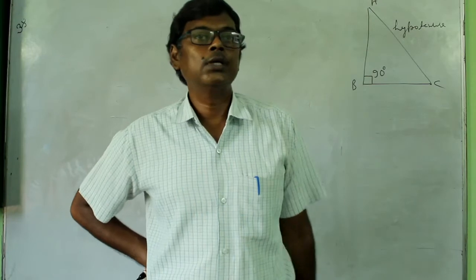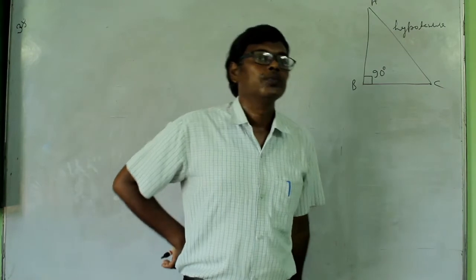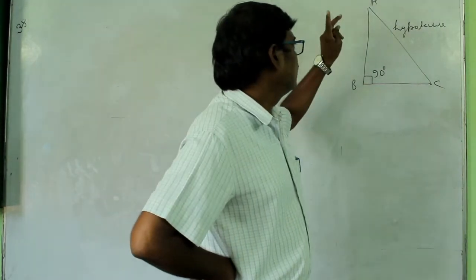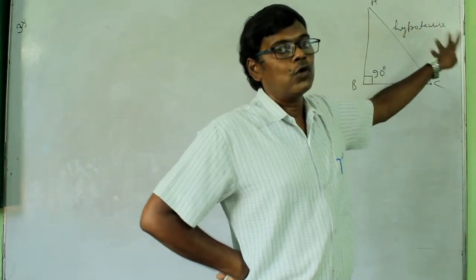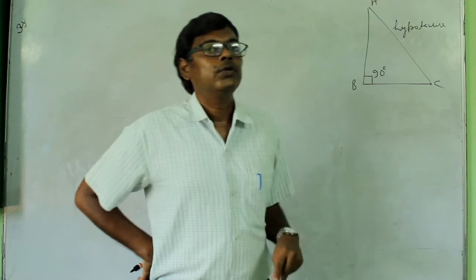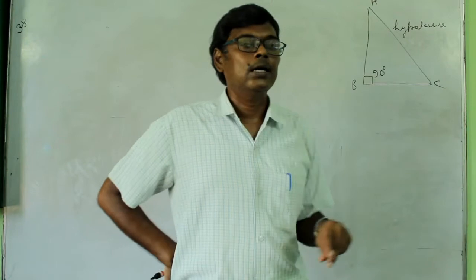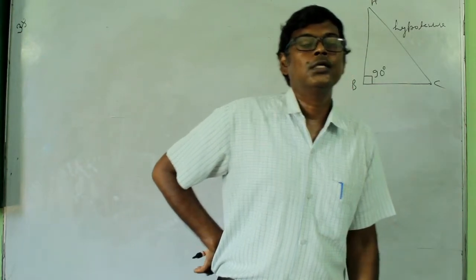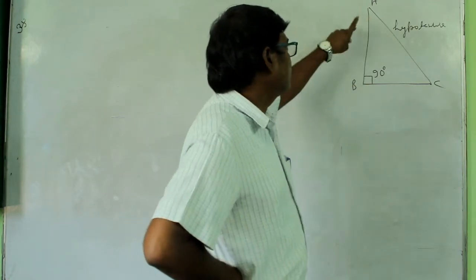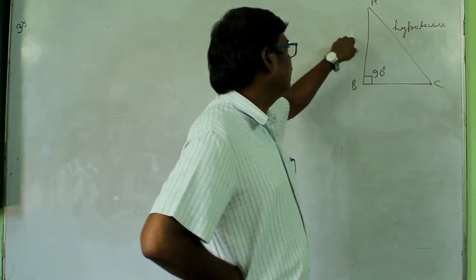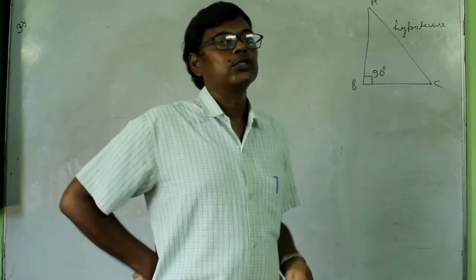The side opposite to the right angle is always the hypotenuse. No other side is called the hypotenuse. This is constant, this is fixed. Now we have the other two sides, AB and BC, and one is called the base and the other is called the perpendicular. But this is not fixed. This may be the perpendicular and that the base, or this may be the perpendicular and that the base. It depends on the angle.